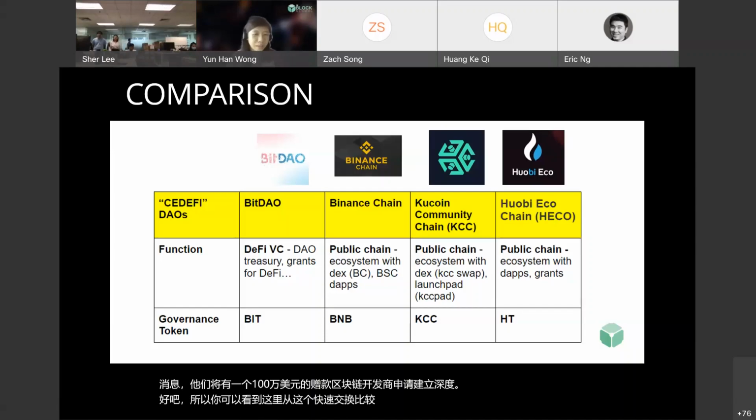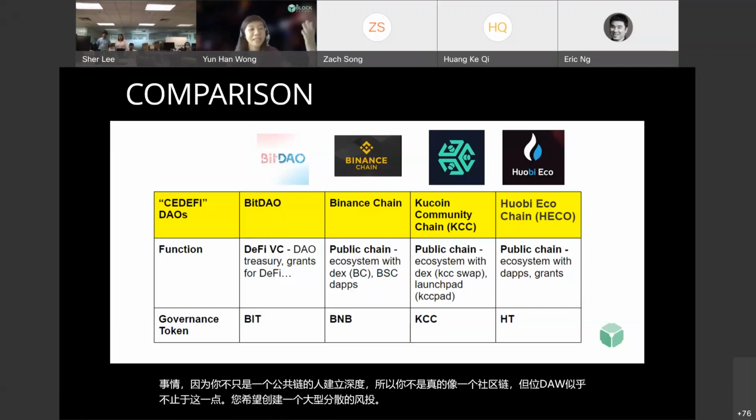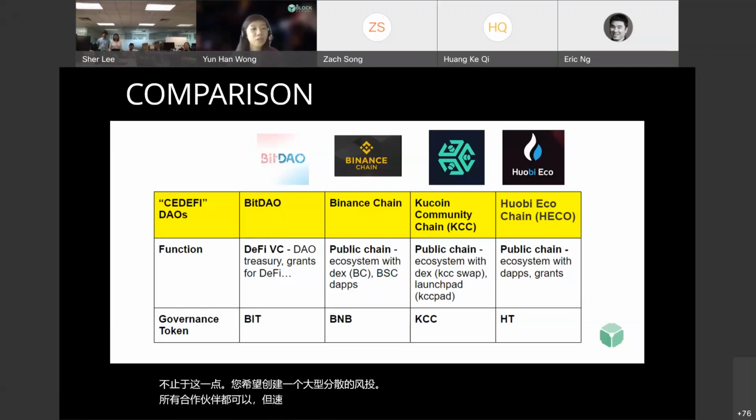Actually, Bybit is doing something really different because it's not just about a public chain for people to build dApps. It's not really a community chain, but BitDAO seems like more than that. You want to create a big decentralized VC that all partners can participate in and contribute to together. Hence, even with this slide, I wouldn't say it's really a comparison because when you really look at it, are all these exchanges doing the same thing? No, BitDAO is very different.